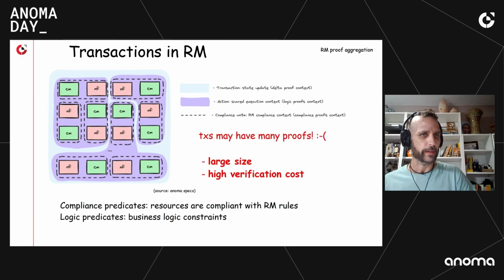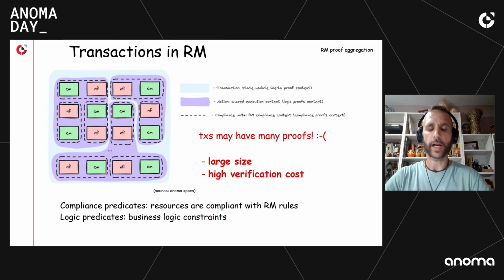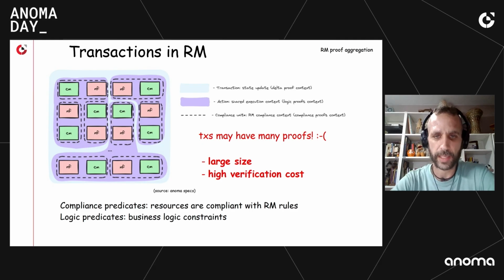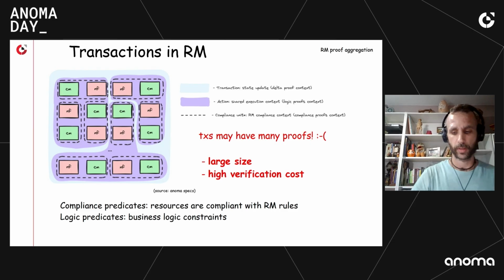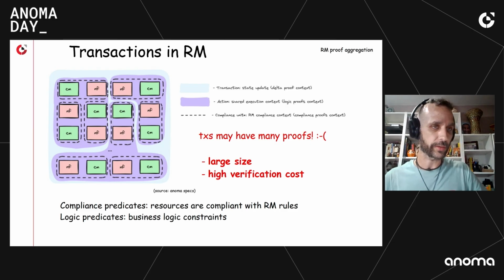This means that in the transaction, we have many proofs. So we have as many proofs as compliance units and actions, and resources that are in the transaction. So we have a large size because proofs are large, and also the verification cost for the transaction is high because we have too many proofs. So this is where proof aggregation comes in handy in this context.